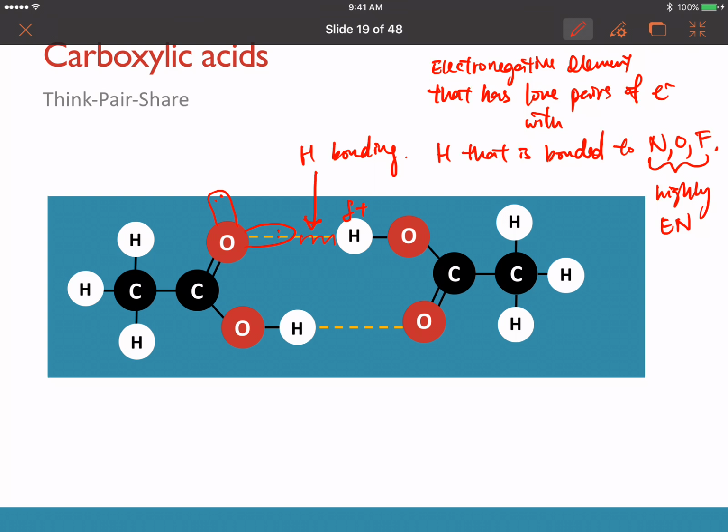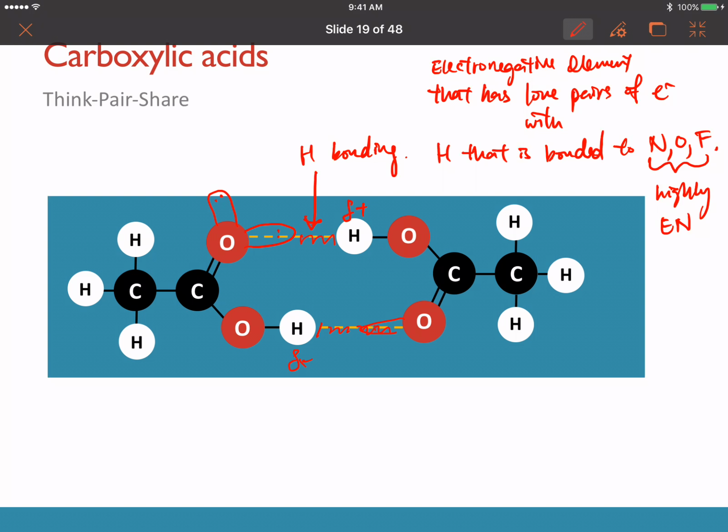So why must it be bonded to a highly electronegative element? Because if hydrogen is bonded to a highly electronegative element, the electronegative element will pull the bonding electrons towards itself, making hydrogen slightly positive. And because it's slightly positive, it can interact with the negative lone pair of electrons on some other electronegative element. So that's why here there is hydrogen bonding. This one is slightly positive, this one has a lone pair. Okay.